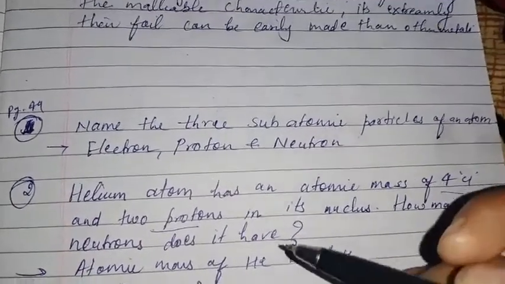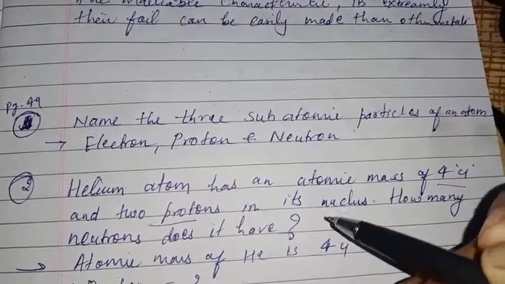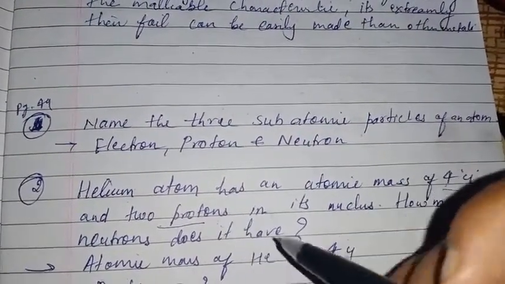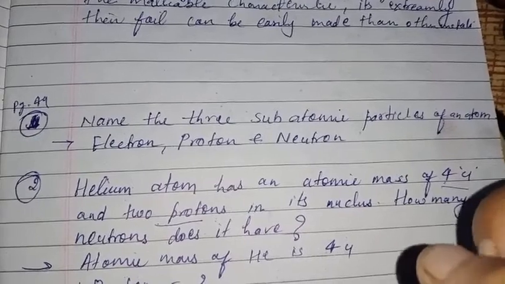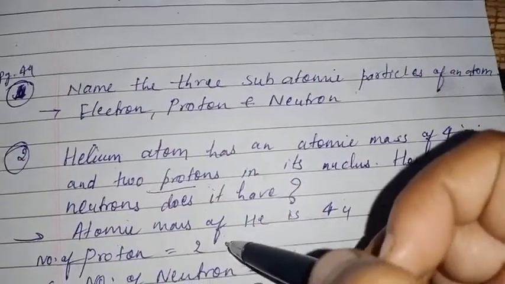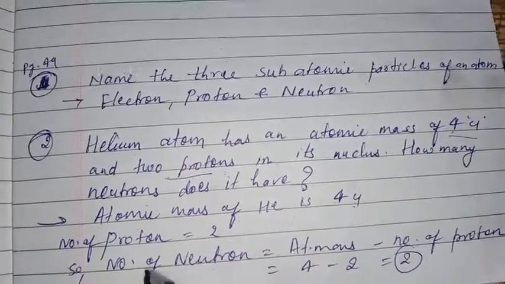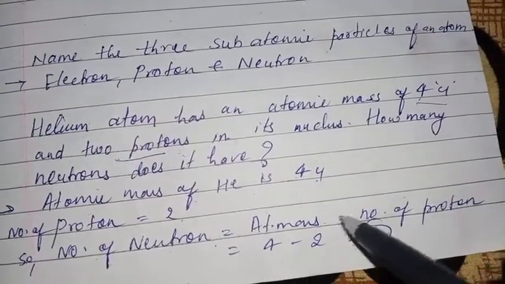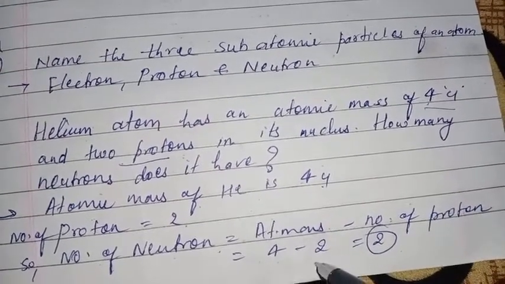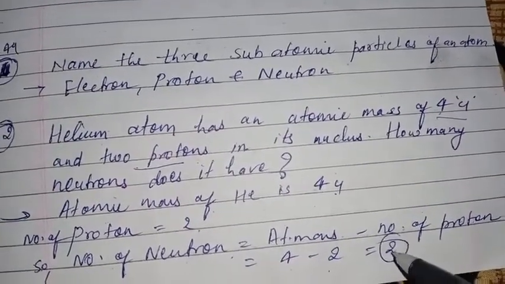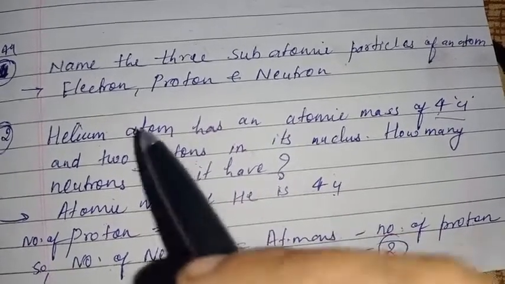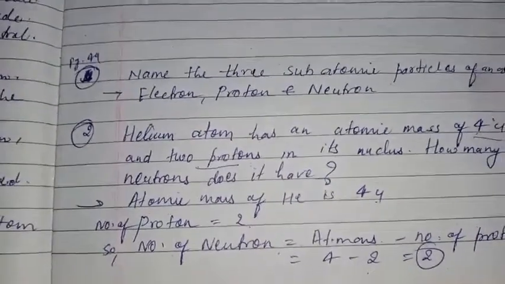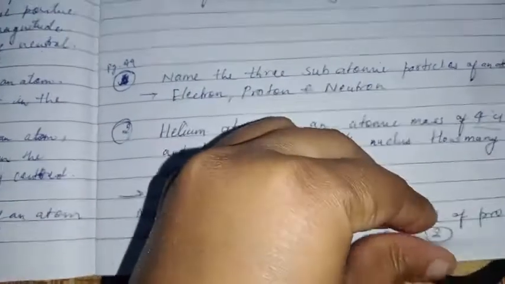You know that the number of neutrons can be calculated by subtracting the number of protons from the atomic mass. So you can write like that: atomic mass of helium is 4u, number of protons is equal to 2. So number of neutrons will be atomic mass minus number of protons, that is 4 minus 2, which gives 2. So there are 2 neutrons in a helium atom. Now we'll move to the next question.